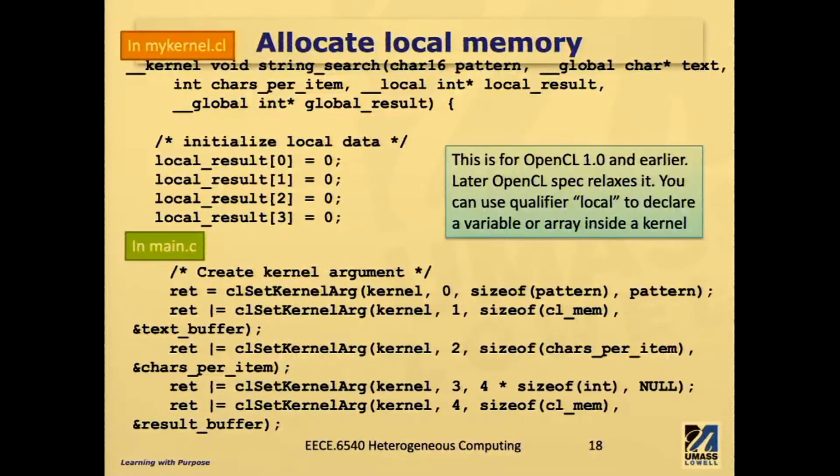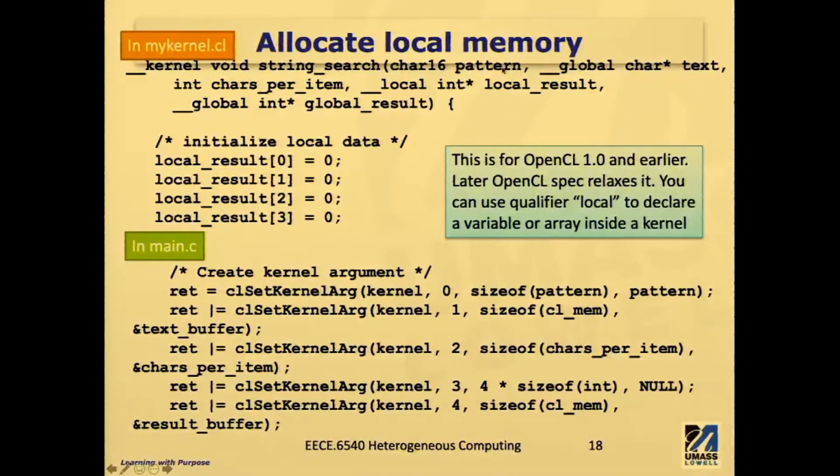Okay, let's continue. So I was talking about local memory allocation. I want to show you how that can be done. In this case, I'm showing you the code in the example that we're going to talk about. We have my kernel.cl, which has the kernel function, and the name of the kernel function is string search. And we have several arguments to this kernel function.